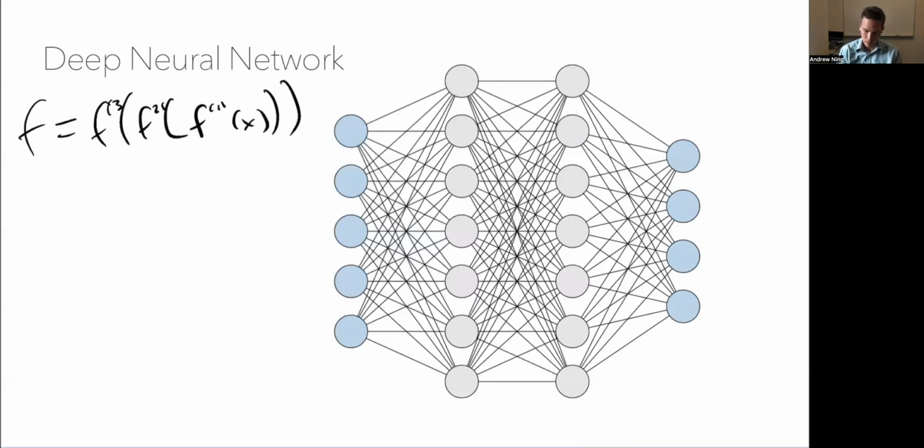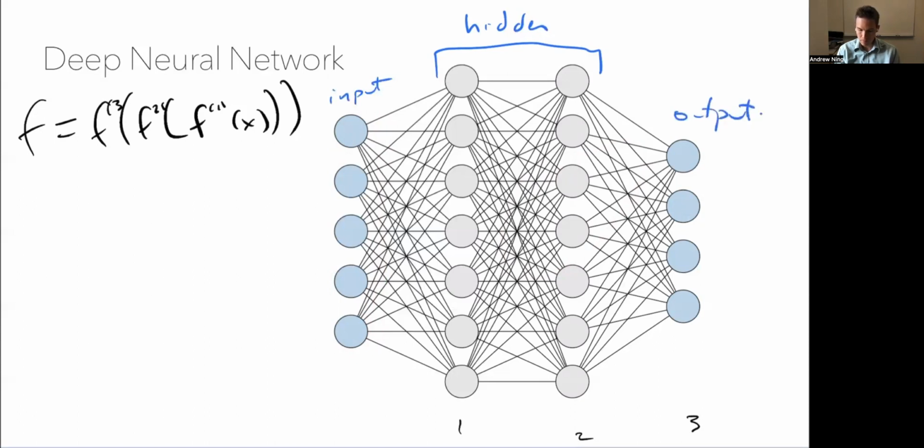So this is kind of a typical picture. This is certainly not deep. This is what we would call 3 layers, 1, 2, and 3. This would be the inputs. We don't count that as one of the layers. We call these 2 layers here hidden layers. This would be called the input layer and the output layer.